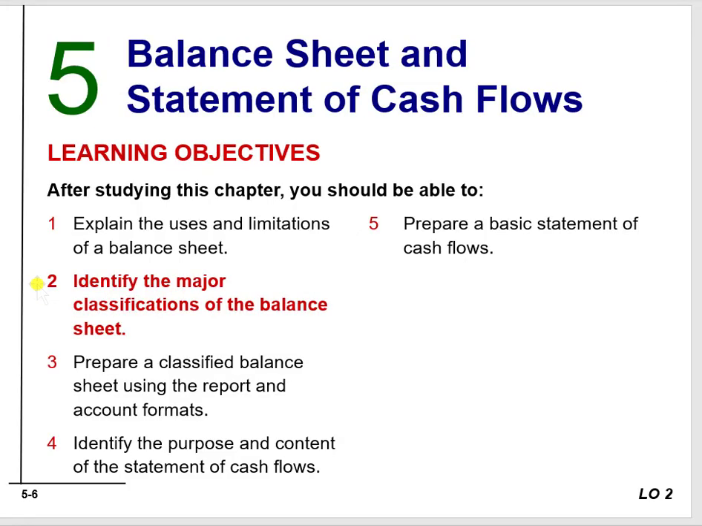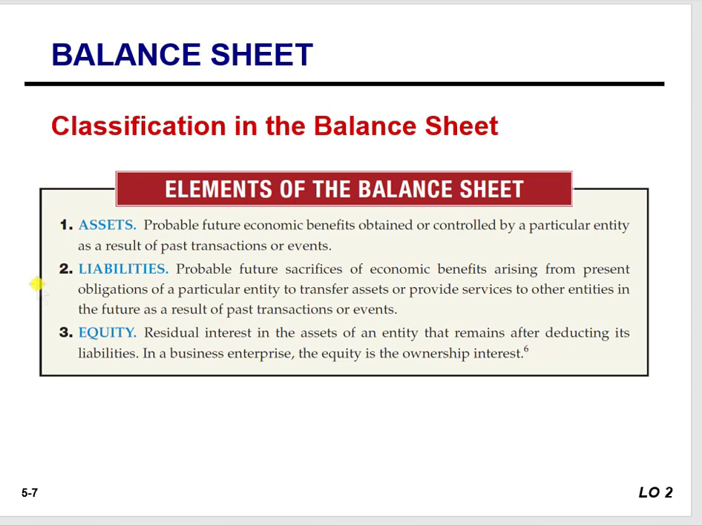So identify the major classifications of the balance sheet. And so the elements of the balance sheet. Here you have assets, liabilities, and equity. Assets are probable future economic benefits obtained or controlled by a particular entity as a result of past transactions or events. Liabilities are probable future sacrifices of economic benefits arising from present obligations of a particular entity to transfer assets or provide services to other entities in the future as a result of past transactions or events. And equity is the residual interest in the assets of an entity that remains after deducting its liabilities. In a business enterprise, the equity is the ownership interest.